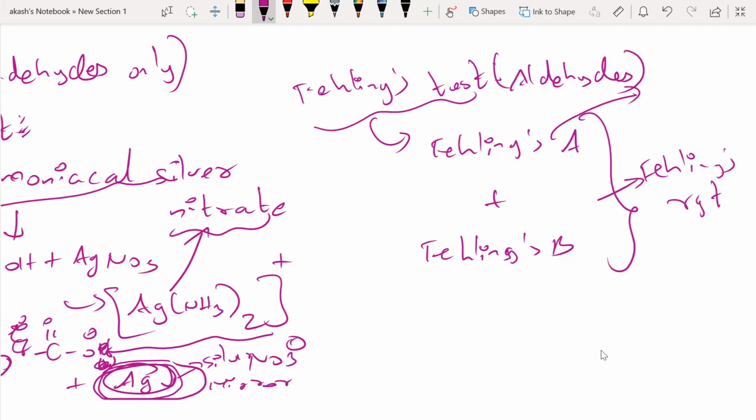Now obviously you have to understand what is Fehling's A and what is Fehling's B. Anybody wants to comment? What is Fehling's A? What is Fehling's B?